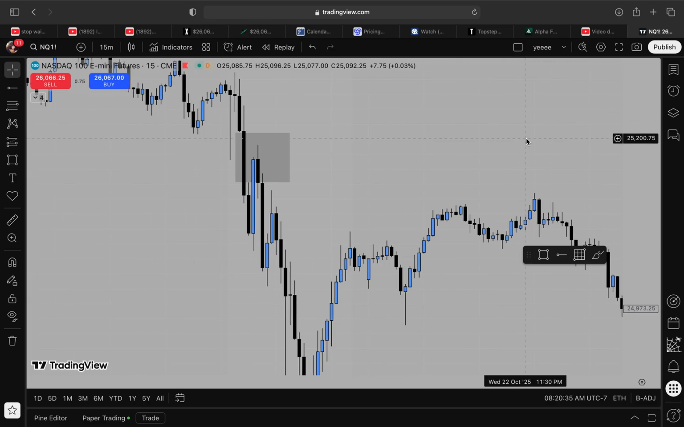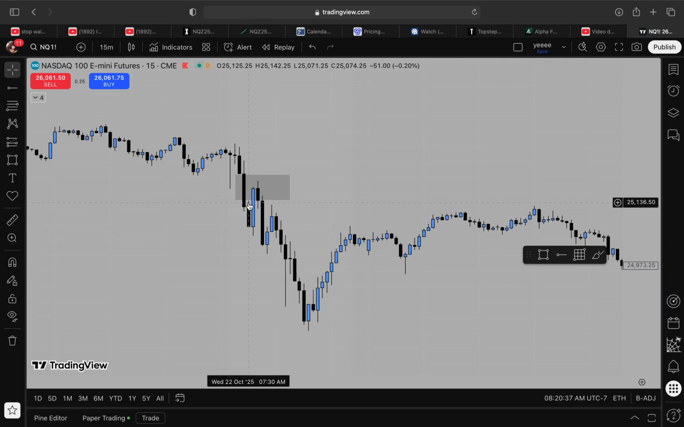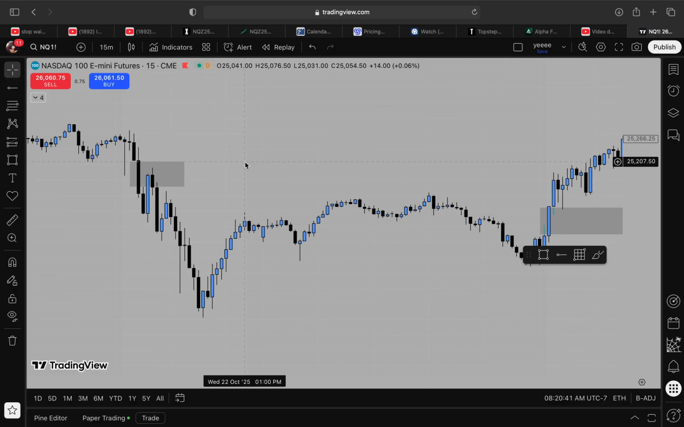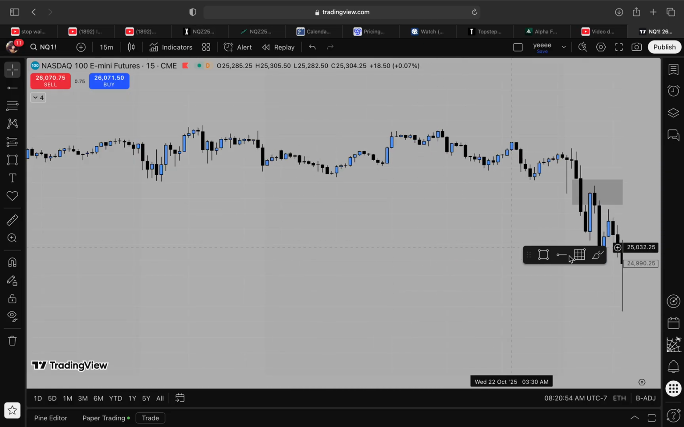So that's fair value gaps. Bearish fair value gap, bullish fair value gap. Remember, bullish is going up, bearish is going down. Bullish is green, and bearish is red. So yeah, just like what it is. Going up, going down. I'll give you more examples.